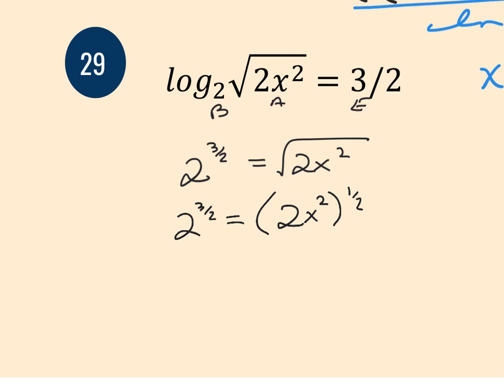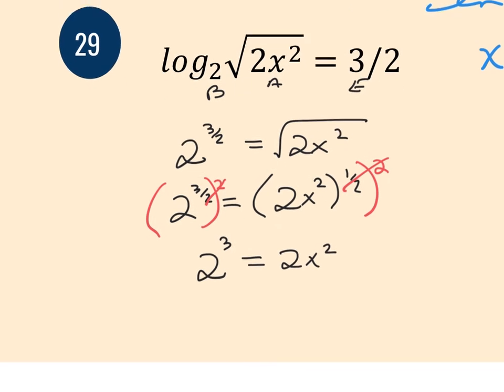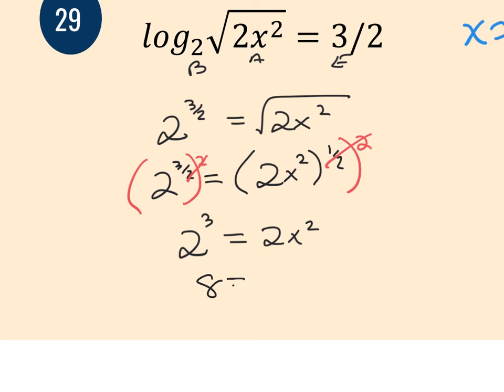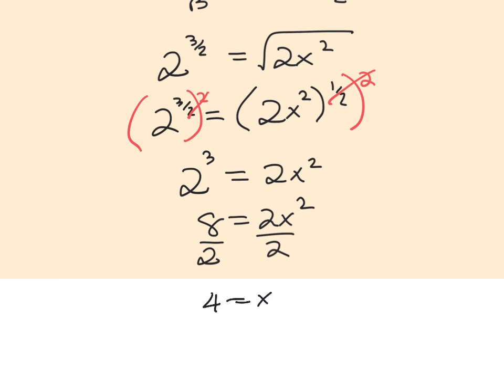And now I can get rid of the fraction exponent by squaring both sides. Notice squaring this cancels this, squaring this cancels the denominator. So now I'm just left with 2 cubed equals 2x squared. 2 cubed is 8. Divide by 2. 4 equals x squared. Square root both sides. x is equal to plus and minus 2.